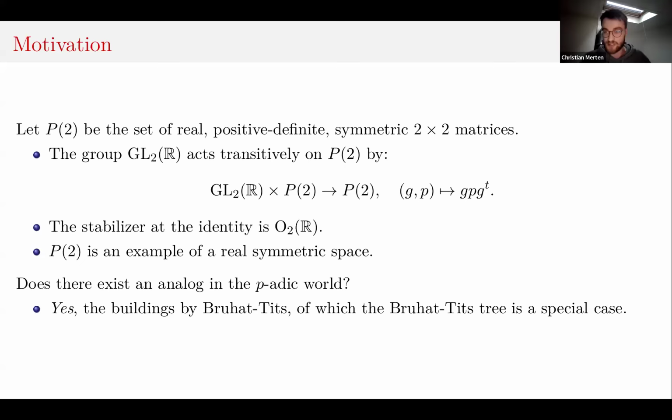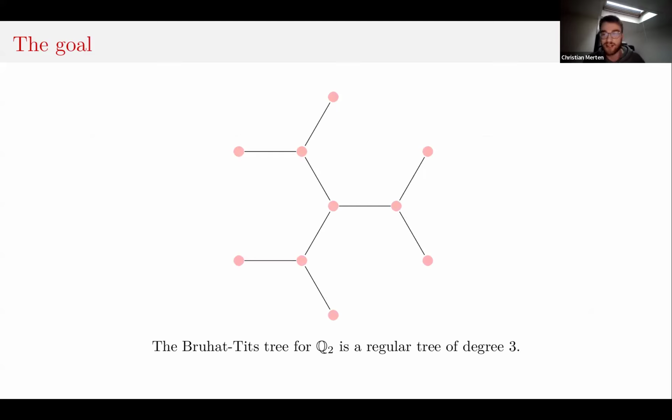And so the goal of this formalization was to show that the following image is correct. Namely, this, I claim, is the Bruhat-Tits tree for the 2-adics, for Q2. And it's just the most boring tree that you can imagine. It's a regular tree of fixed degree 3. Okay, but the tree is a boring tree, and to get there from some definition is, of course, part of the goal of this formalization.